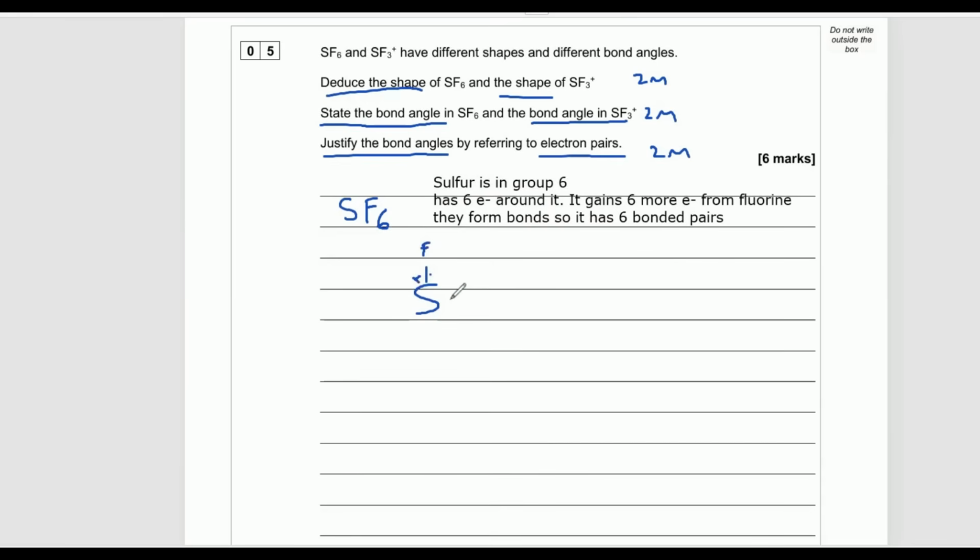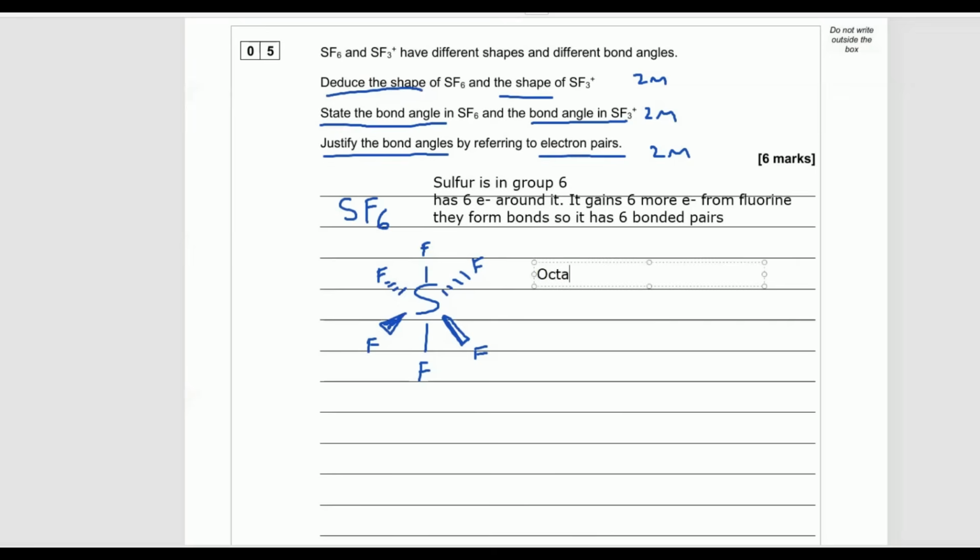Well, 6 pairs of electrons. The fact that there's 6 bonds means all 12 electrons are involved in bonds. And if you have 6 pairs of electrons and all of them are involved in bonds, you're going to be this shape, and it's octahedral. And that goes for everything that has 6 pairs of electrons which are all bonded. You form this shape, octahedral, which is kind of like square planar with one above and one below the plane.